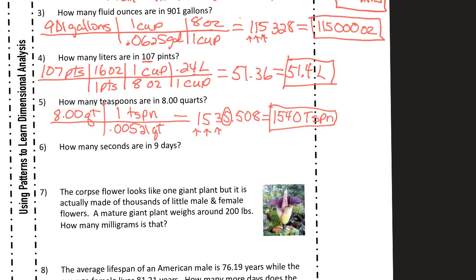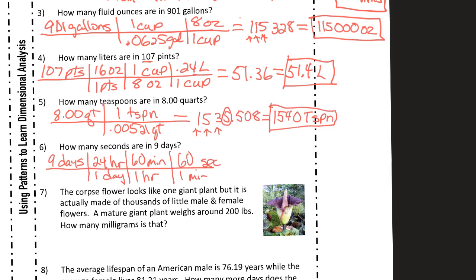How many seconds in 9 days? We've got 9 days. Good, day on the top, we need day on the bottom. It's 24 hours. 1 hour has 60 minutes. 1 minute has 60 seconds. And the answer you're going to get is 7776600. We need 1 significant figure.